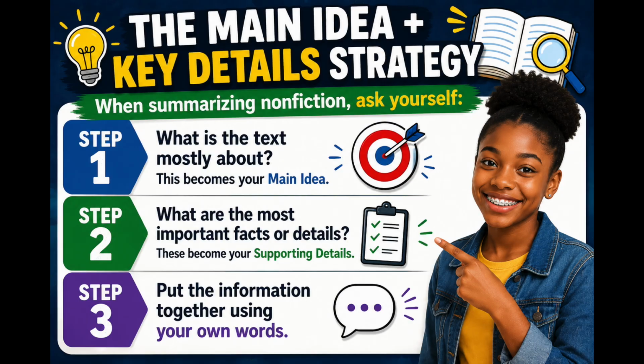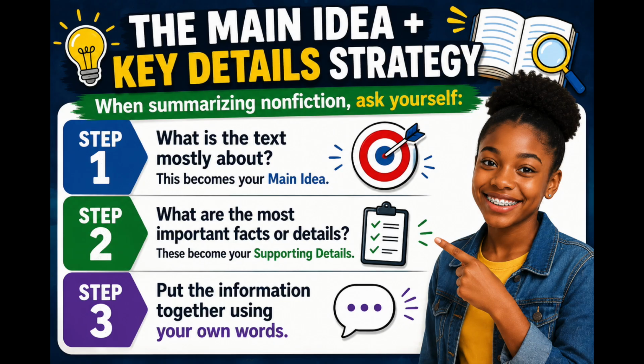Unfortunately, I don't have a fancy name like SWOMBAT for this strategy. It's just the main idea plus key detail strategy. Nothing fancy. So when summarizing nonfiction text, ask yourself, step 1, what is the text mostly about?